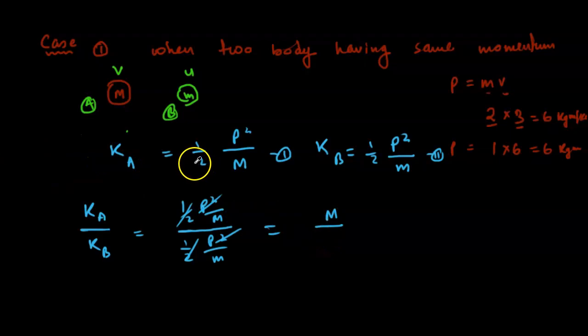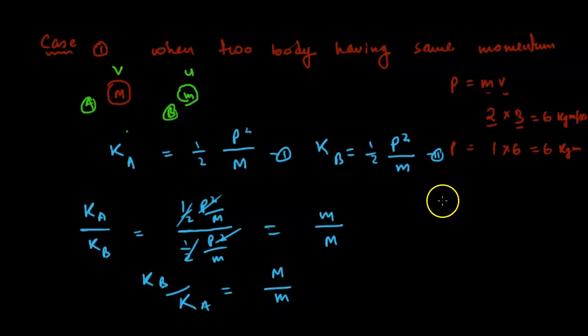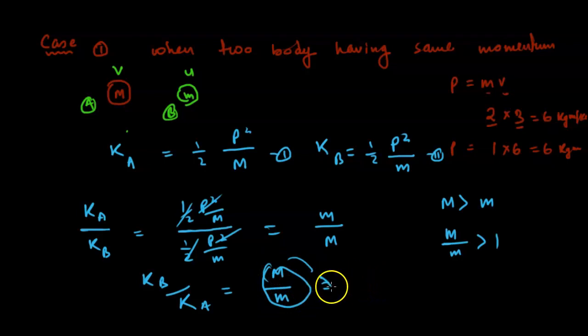It will be small m upon m. Or we can write KB upon KA equals capital M upon small m. Now we consider this capital M is a heavier body. The mass of the body M, capital M, is heavy in comparison to the mass of the body B. So we can write M upon small m will be greater than 1. So we can say the value of this entire fraction will be greater than 1.